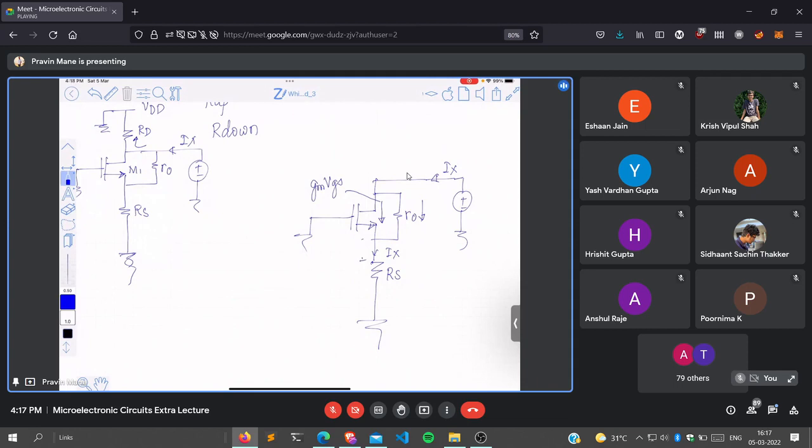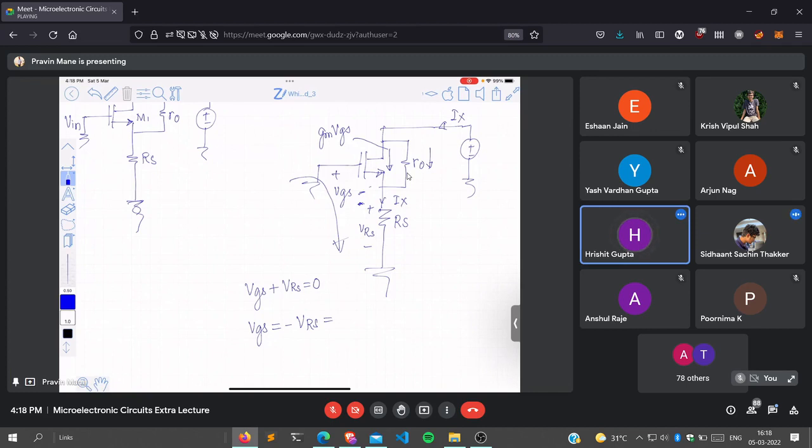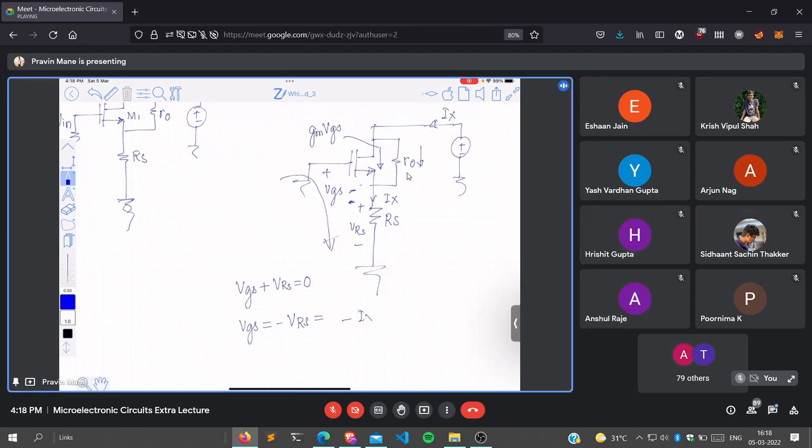Okay. So I will say this is the voltage drop across RS, plus this is VGS. This is the source terminal, right? So you can see VGS plus VRS is equal to 0. Kirchhoff's voltage law has been applied. So VGS is equal to minus VRS. And what is the drop across RS? It is Ix times RS. So it is minus Ix RS.